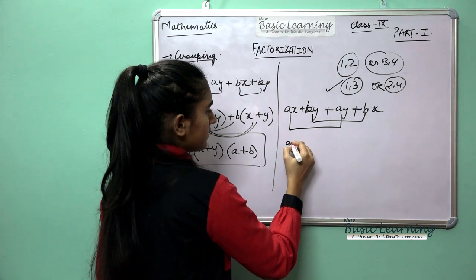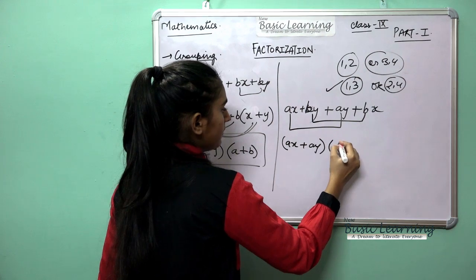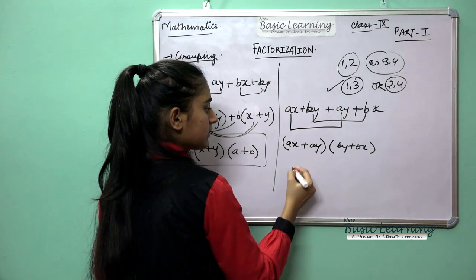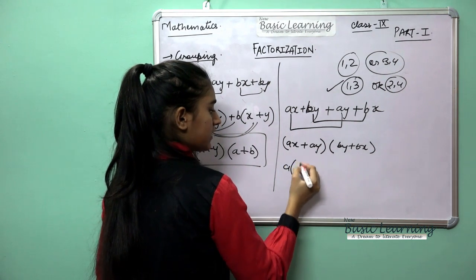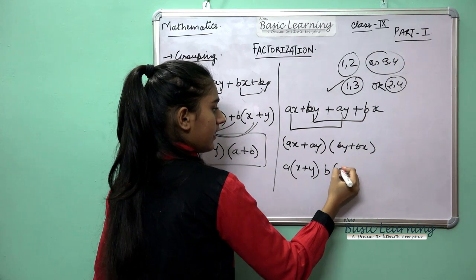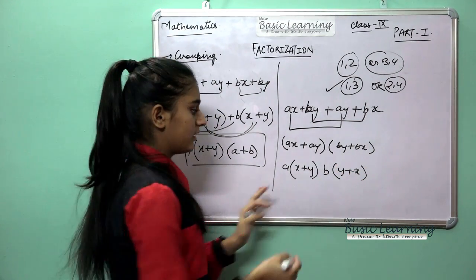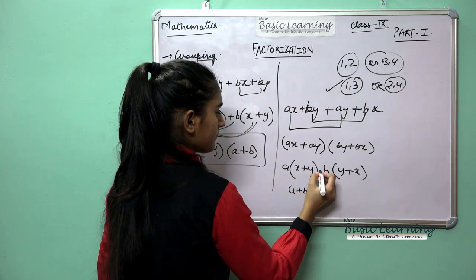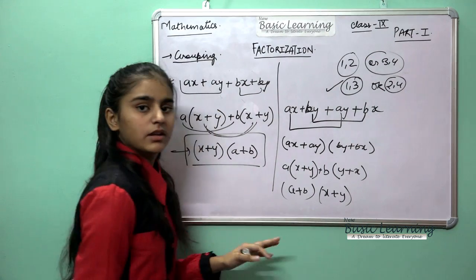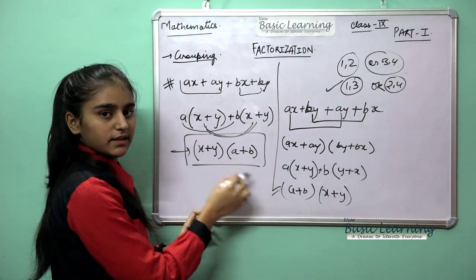So ax plus ay and by plus bx. What is common in this? a, x plus y. What is common in this? b and y plus x. So that is the same, that is the same. a plus b and x plus y. The answer we get like this is also the same, and here also the same.